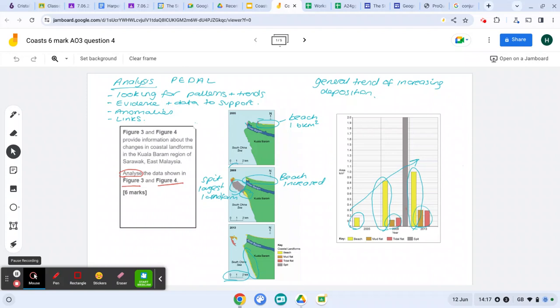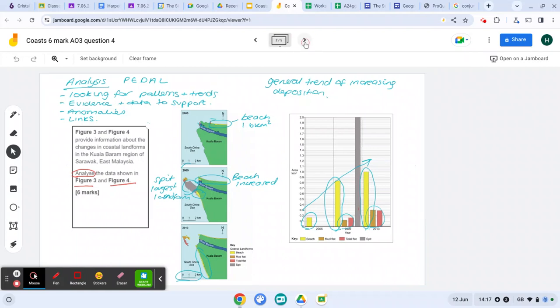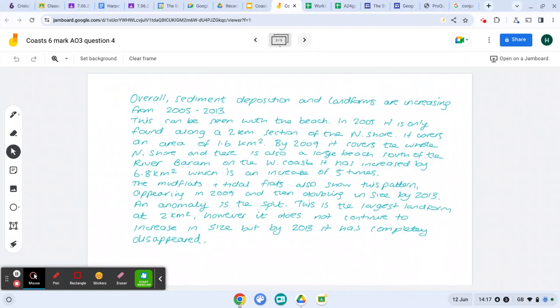So now that I've annotated my images, I'm going to start writing out my answer. It's really important that you actually analyse and you don't just explain or describe the data that you're seeing. So using words such as the majority, the least, the main will help you make sure that you're actually analysing it rather than just describing it. So this is the answer that I've written out. So I'm going to read it through and show you where this would get marks.